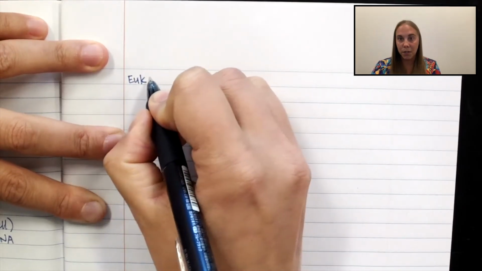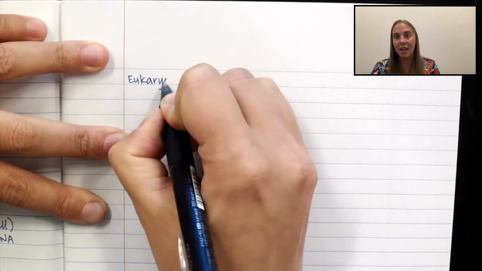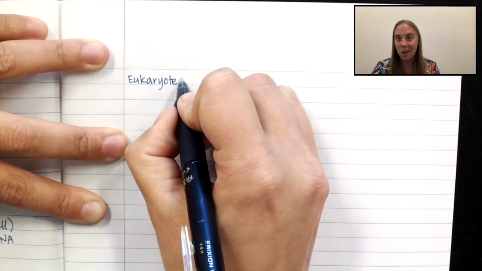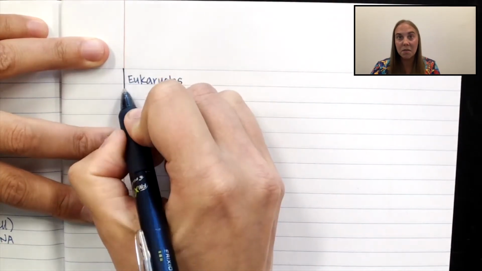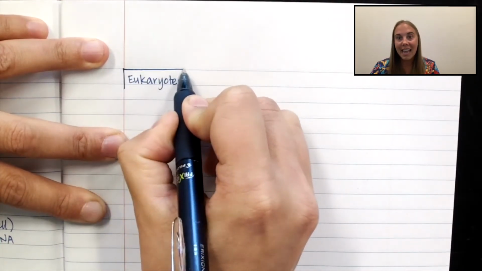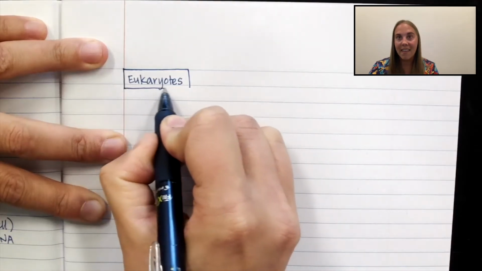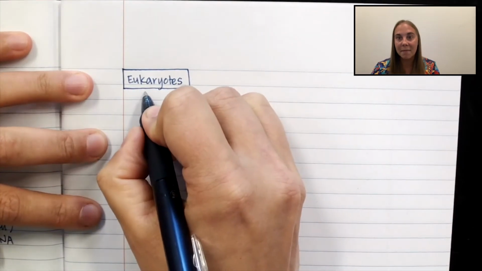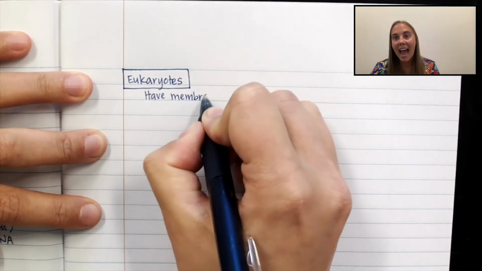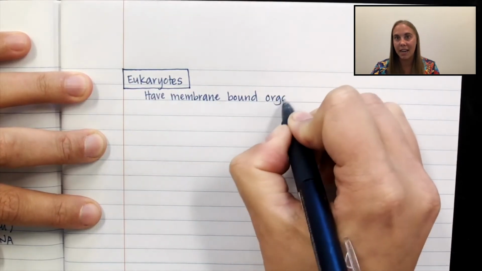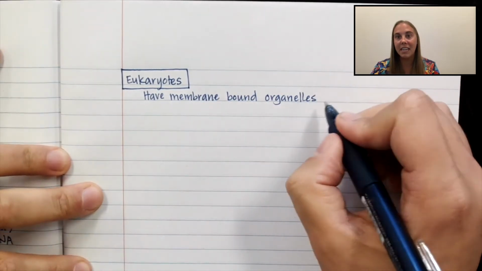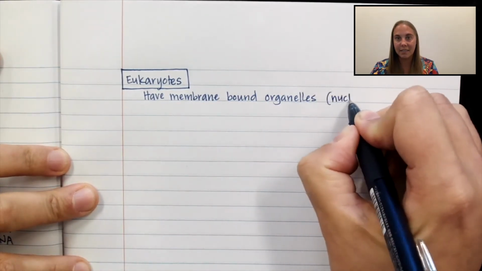All right, the next category of cell that we're going to talk about are called eukaryotes. Eu means true, karyo still refers to eggs. So these are the cells that look like eggs. So they call them true eggs or eukaryotes. They look like they have that yolk in the middle, and that yolk is a nucleus. So first thing about eukaryotes, they have membrane-bound organelles. And the most important one in terms of identification is that nucleus.